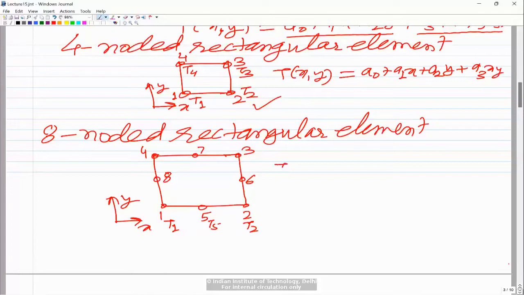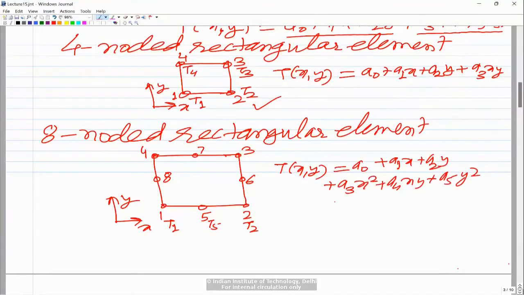So in this case T of x comma y will be taken as a constant term, then a term linear in x, a term linear in y, then quadratic terms: a3 x square plus a4 xy plus a5 y square, and then a6 x square y plus a7 xy square. These 8 terms we will include, and this element will give faster convergence. That means with a lesser number of elements we will get accurate results, basically because we have more terms in the approximate solution.